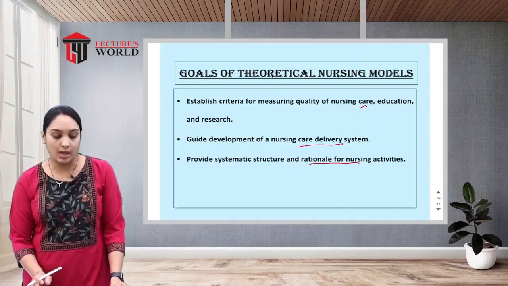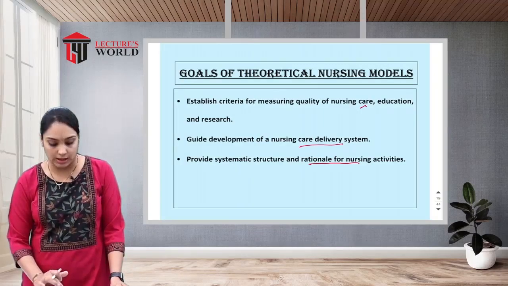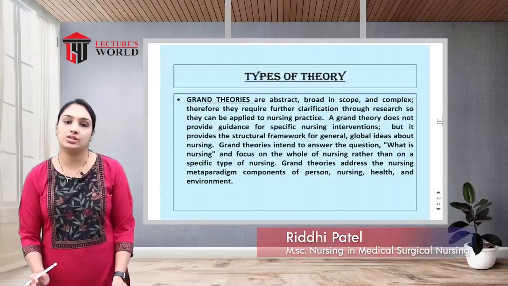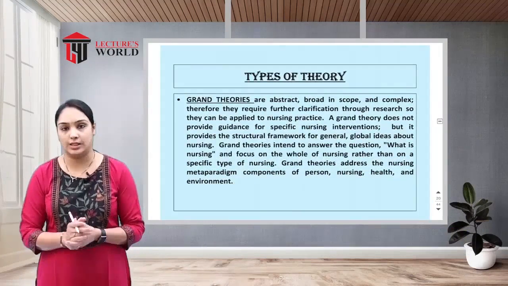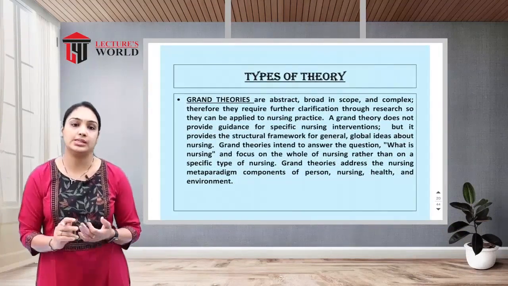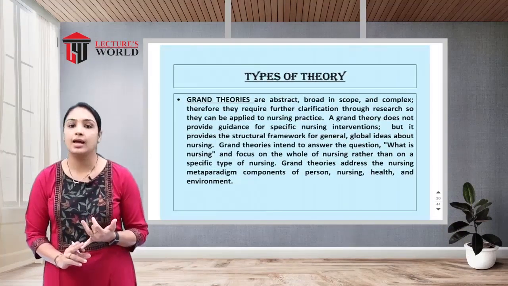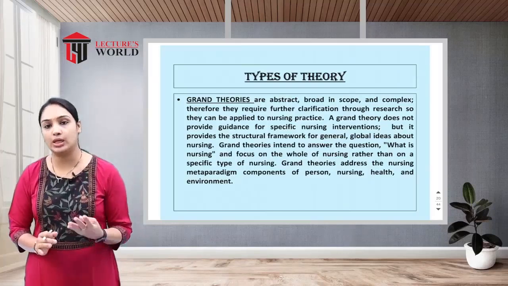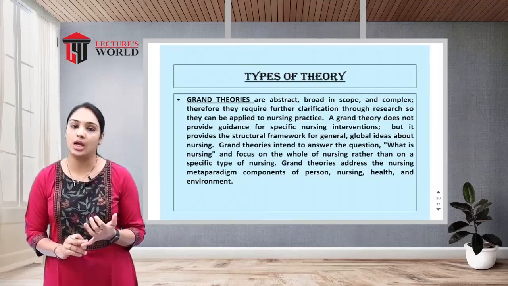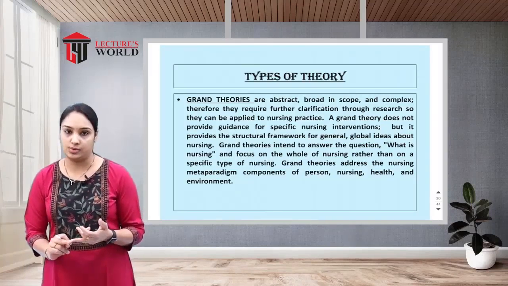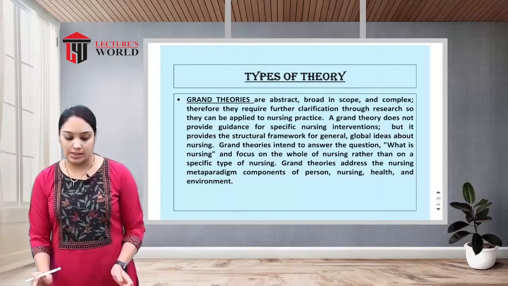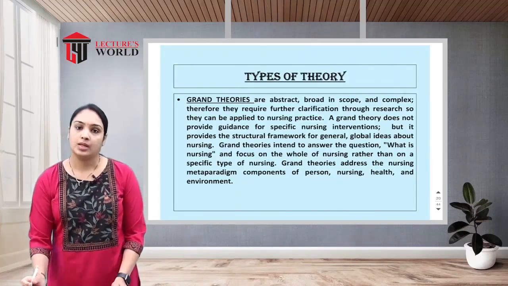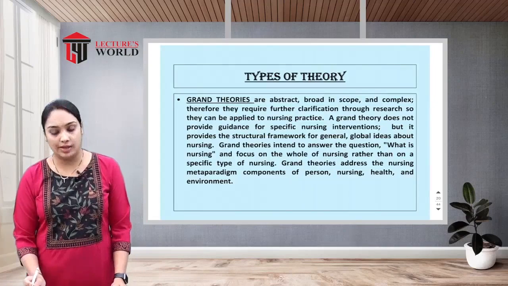So these are all the goals of nursing theory models. In the next session we'll start the types of theory. Up till now we have discussed different terminologies, then the four components of theories: concept, phenomena, definitions, and assumptions. And we have discussed the goals of nursing theory models. Thank you. In the next session we'll move to the types.